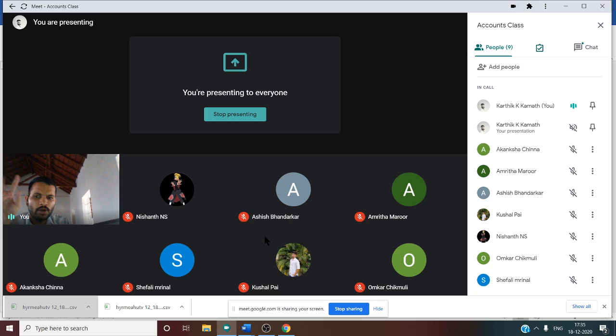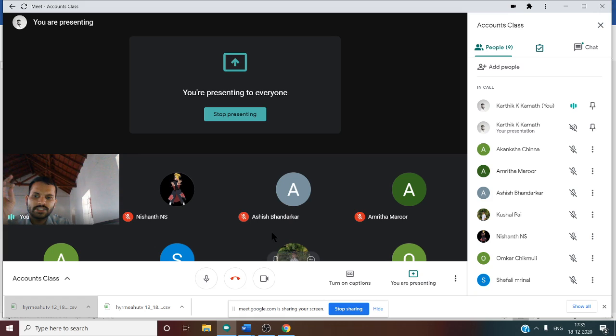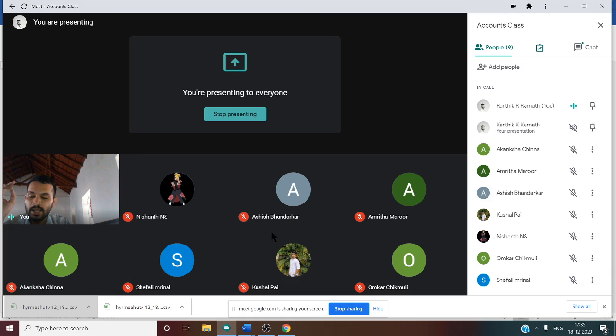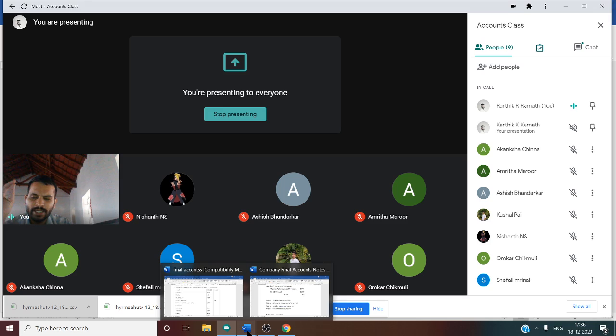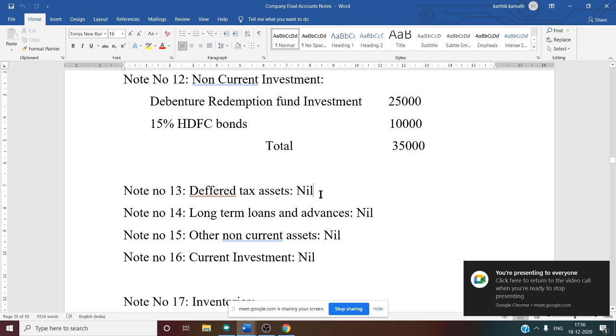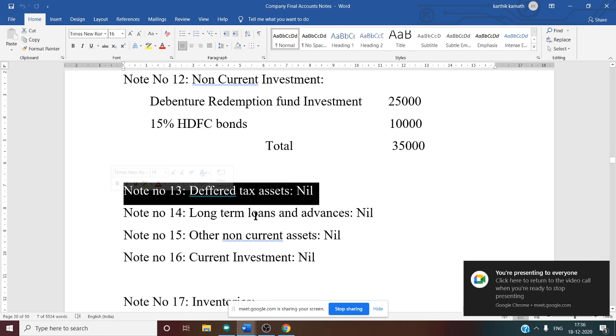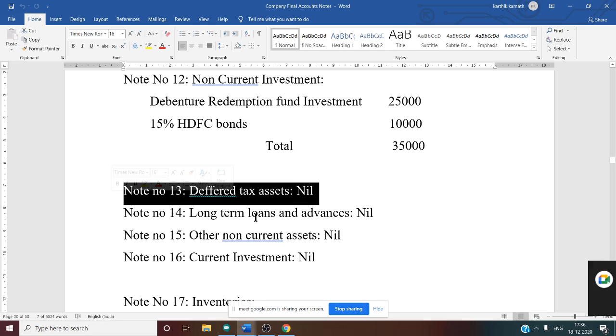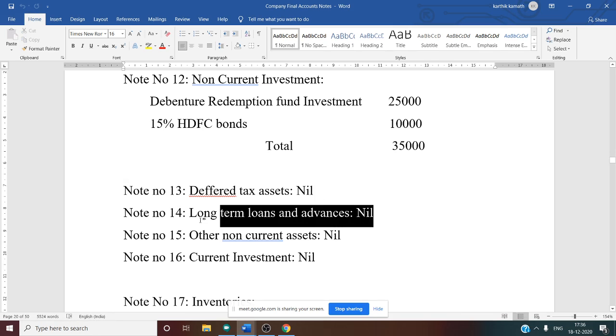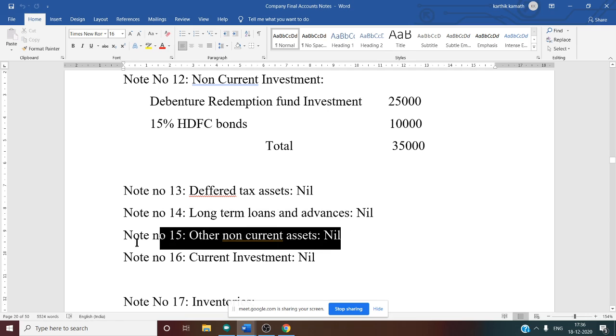Note number 13. See, in the problem, almost 8 to 9 working notes you will get as nil because no information will be given about those working notes. So you only have to calculate 20 to 21 working notes and the format. That's it. So now note number 13, that is deferred tax asset. Again, book profit, tax profit information not there, nil. Long term loan and advance. This is a loan given by the company to a third party. That is also not given, nil. Other non-current asset, not specified, nil.